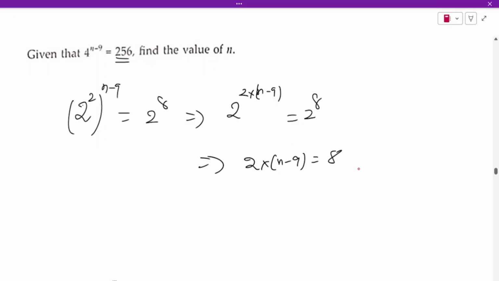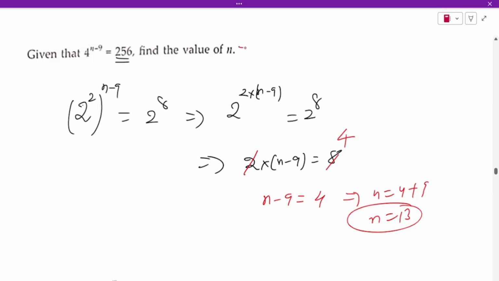This 2 is in multiplication, so move it to that side, or we can go for cancellation. 2 ones are 2, 4 by 8. So here n minus 9 is equal to 4. So n is equal to 4 plus 9, which is equal to 13. So the value of n is 13.